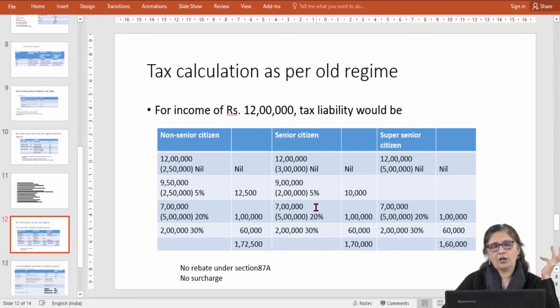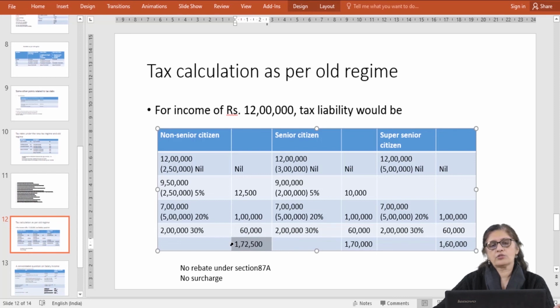So see, we can have a hypothetical example for income of 12 lakhs. Though of course the income for old and new regime would differ, because for the new regime we shall add back the exemptions and deductions. But if you have an income of 12 lakhs, say for a non-senior citizen, we have done this calculation: first 2.5 lakh would be nil, next 2.5 lakh 5% is 12,500, next 5 lakhs 20% is 1 lakh, and remaining 2 lakhs 30% is 60,000. So your total tax liability comes out to 1,72,500 for a non-senior citizen.